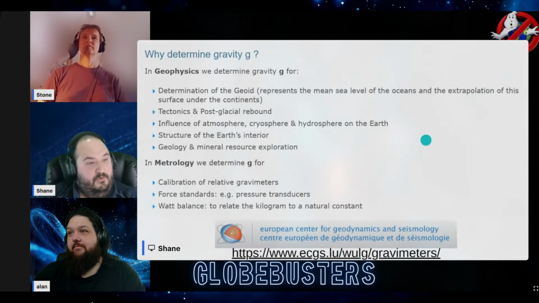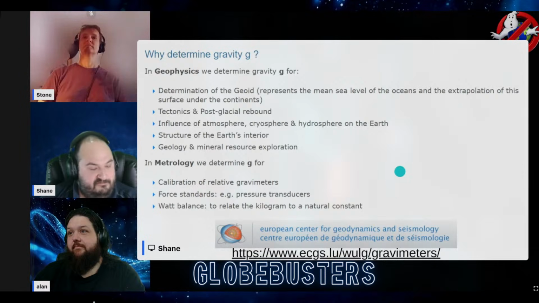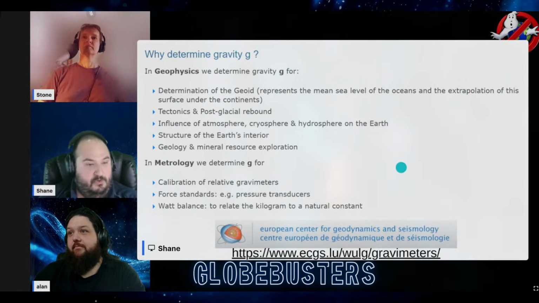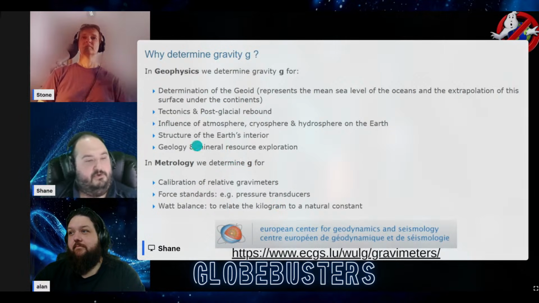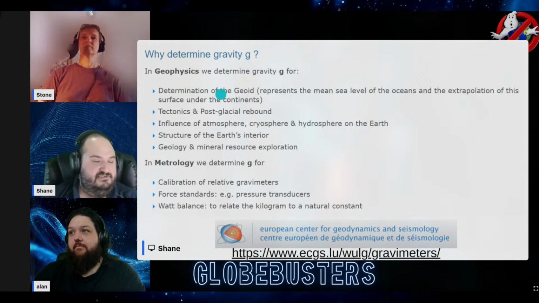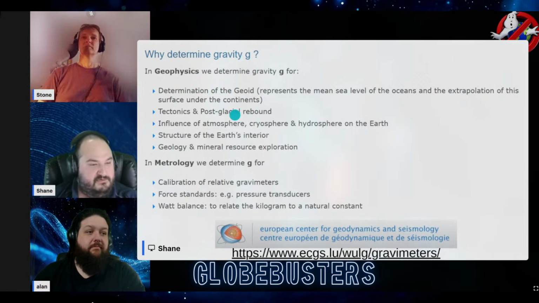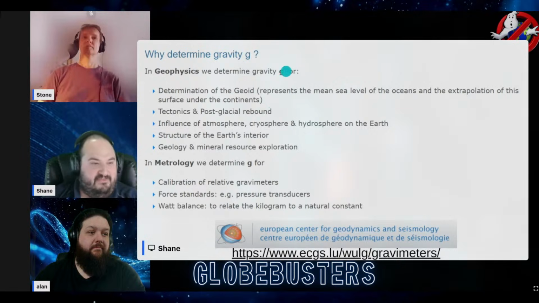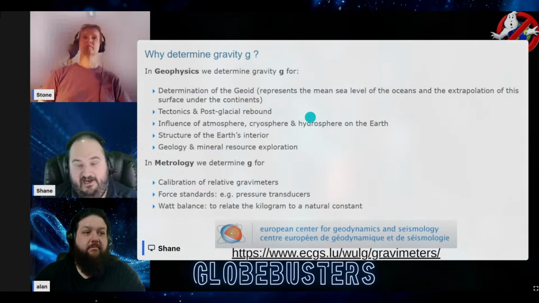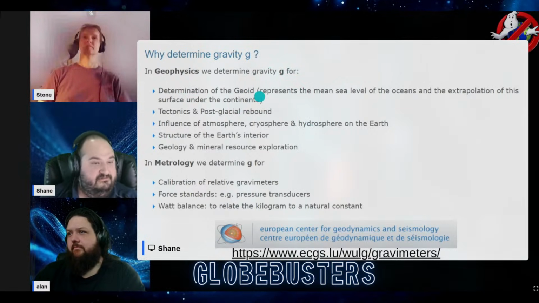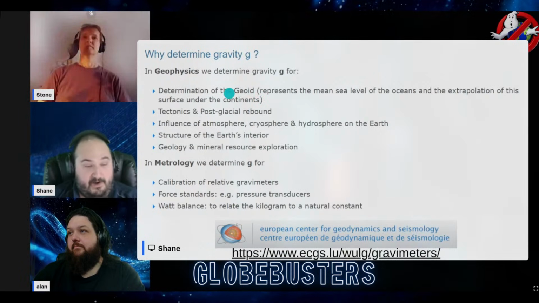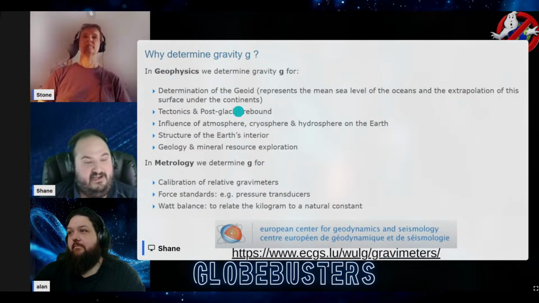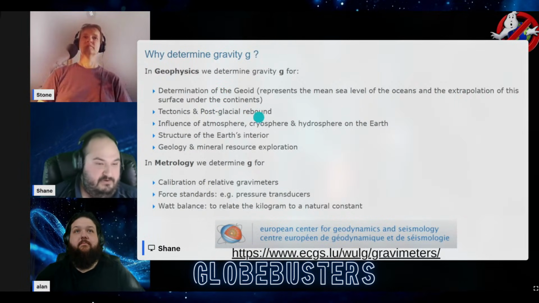Now, when they ask what they're measuring this difference in G for, again, they're ignoring the biggest change between 9.873 or whatever and 9.7. They're ignoring that, and they're saying the tiny variations from the ellipsoidal normal is what they're actually measuring. And they say they need that level of precision for determination of the geoid, meaning the number one reason why they do this is to create the geoid model. That's interesting. And all the secondary causes are for tectonics and post-glacial rebound.